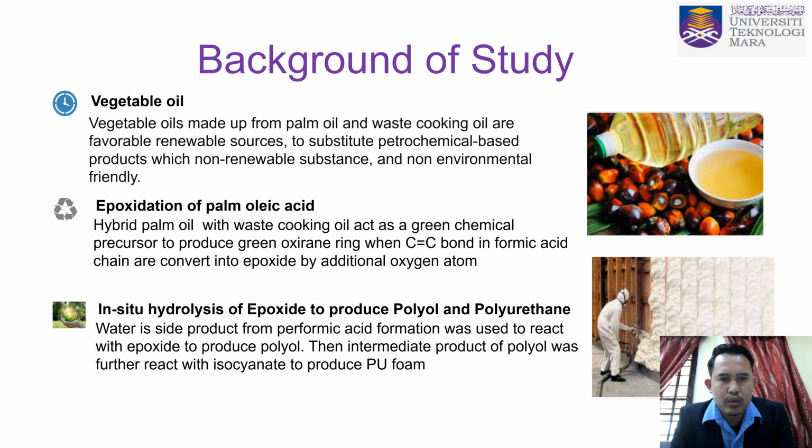actually hybrid palm oil with the waste cooking oil, acts as a green chemical precursor to produce the green oxygen ring. When the C double bond C, the fatty acid chain is converted into the epoxide by addition of an oxygen atom. The reaction is the in situ hydrolysis of epoxide to produce the polyol and polyurethane. Basically, water in this reaction, which is a side product from the performic acid formation, is used to react with the epoxide to produce the polyol. Then the intermediate product polyol will further react with isocyanate to produce the PU.